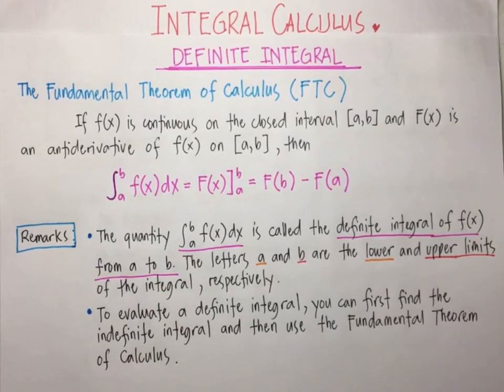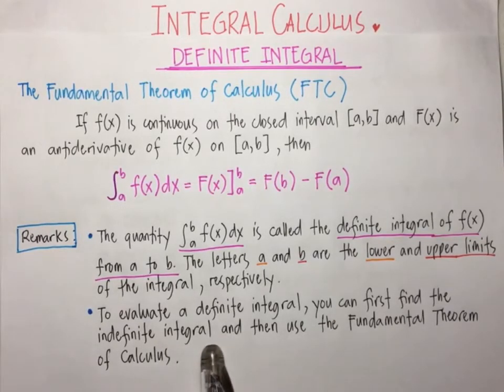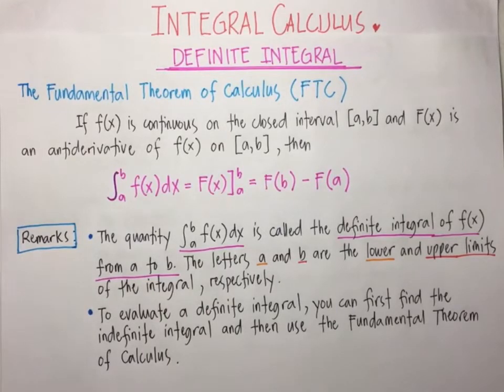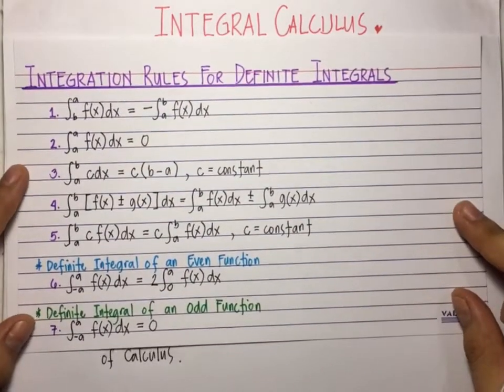The fundamental theorem of calculus, or FTC, tells us that to evaluate the definite integral, we just need to find an antiderivative of the integrand and find the difference of its values on the bounds or limits of integration. To evaluate a definite integral, we can first find the indefinite integral and then use the FTC. Here are some properties of the definite integrals.